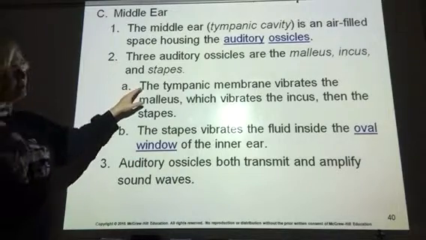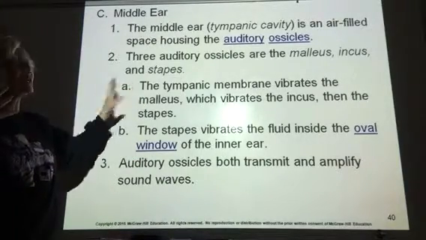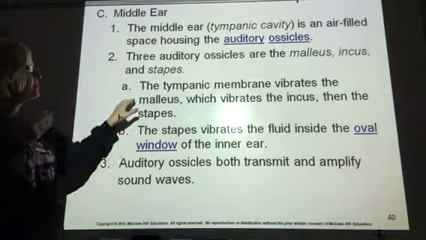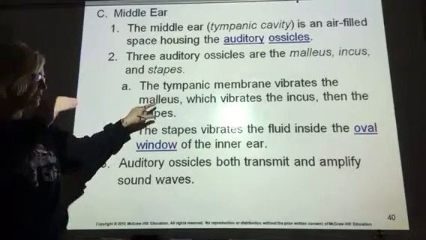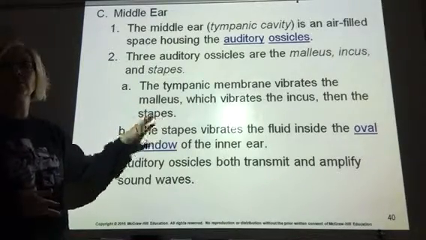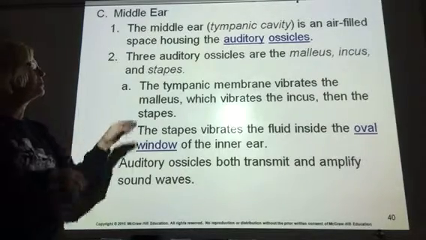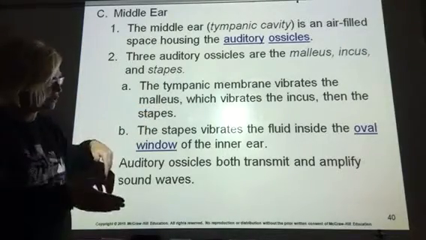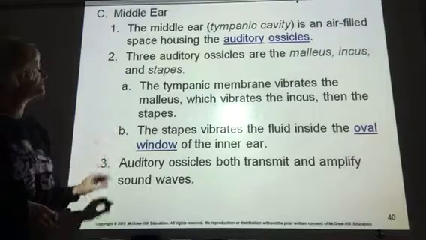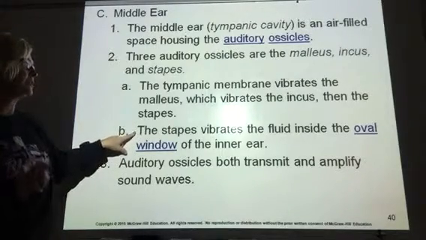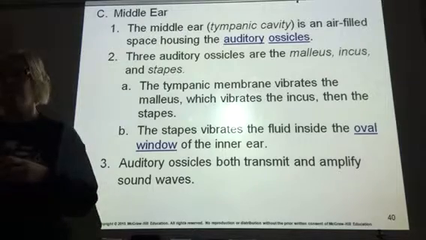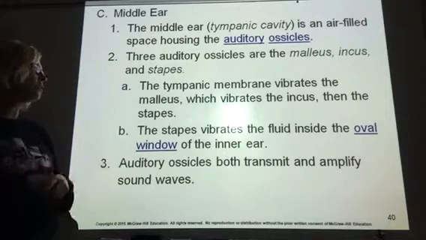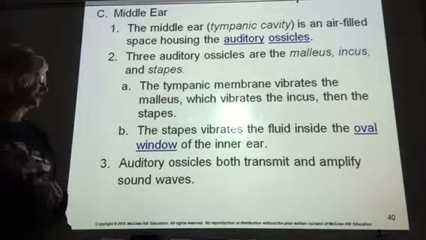The tympanic membrane, or the eardrum, like I said, will vibrate with sound waves, and that vibration of the eardrum will cause the malleus, the incus, and then the stapes to also vibrate. So these three little bones are right in a row, so when your eardrum vibrates, it's going to cause the malleus to vibrate, which causes the incus to vibrate, and then the stapes. The stapes, being the final little bone, is going to vibrate the fluid that's inside of your ear. And that is at the oval window of the inner ear.